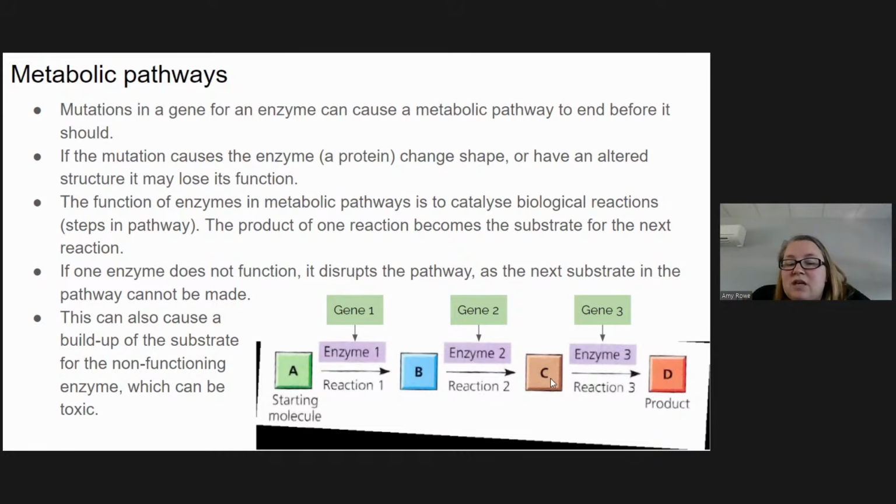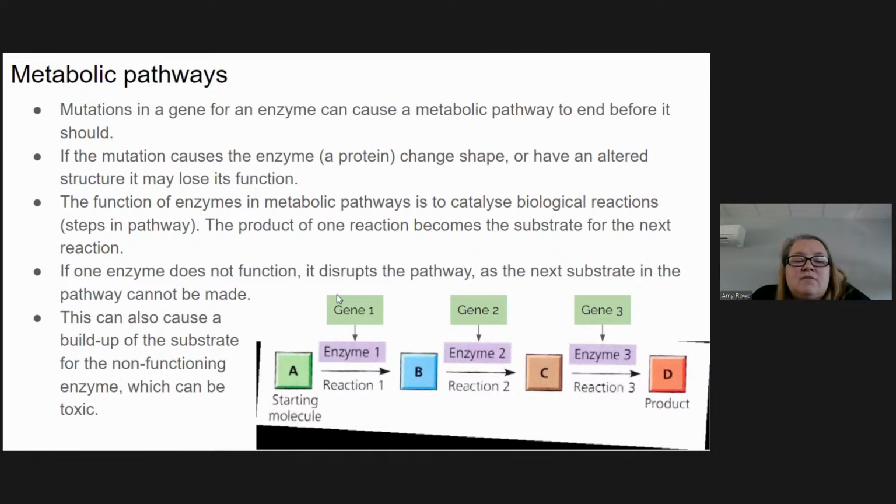Because this reaction here is not catalyzed, because enzyme 2 is non-functioning, C won't be produced, but B will, because enzyme 1 is still working. So enzyme 1 is still busily turning substrate A into B, and B will just start to build up because enzyme 2 is not able to catalyze the reaction that turns B into C.